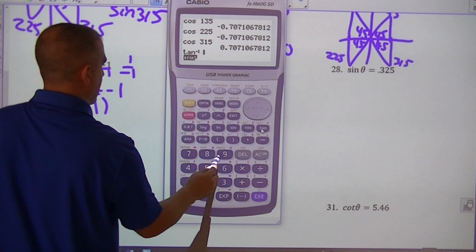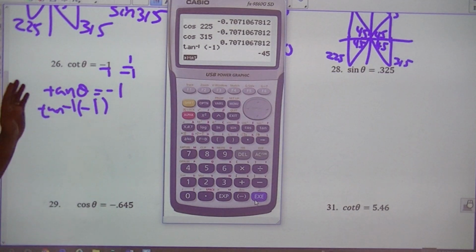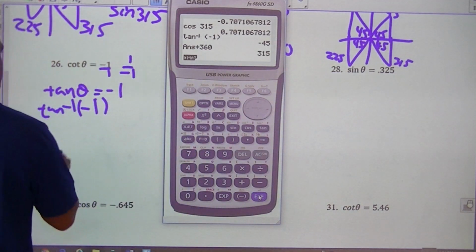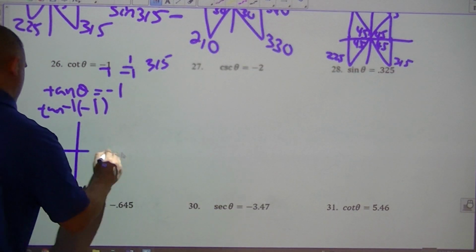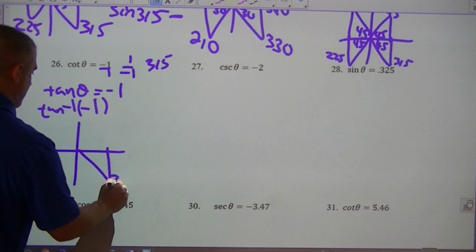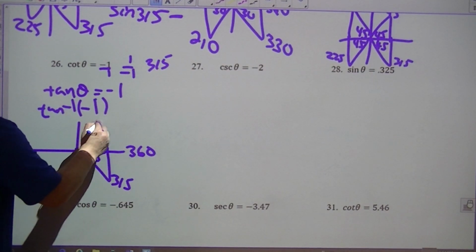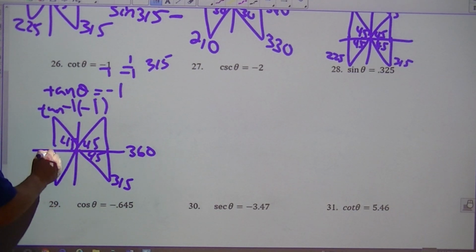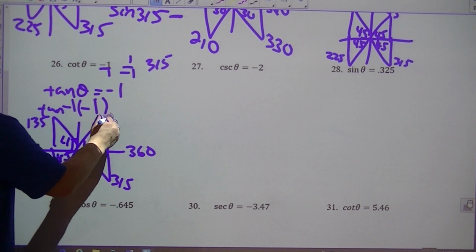Okay, inverse tan, negative 1, and that's negative 45. Now, I don't like that negative angle, so I would add 360. So the first angle that works here is 315. All right, so I know 315 works. I would compare that to 360, which would make these 45. All 45s, same thing. This is 225, 135, 45.